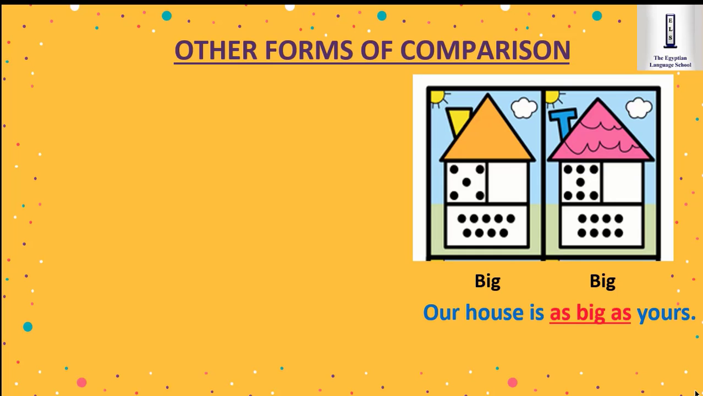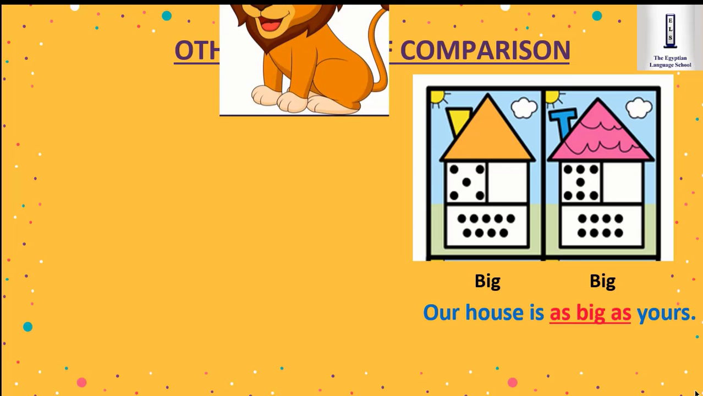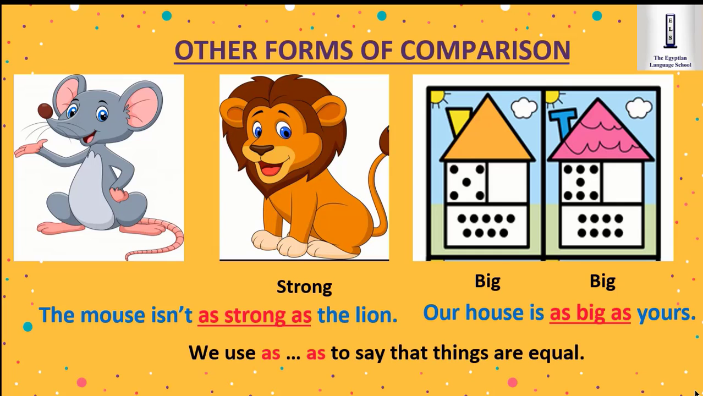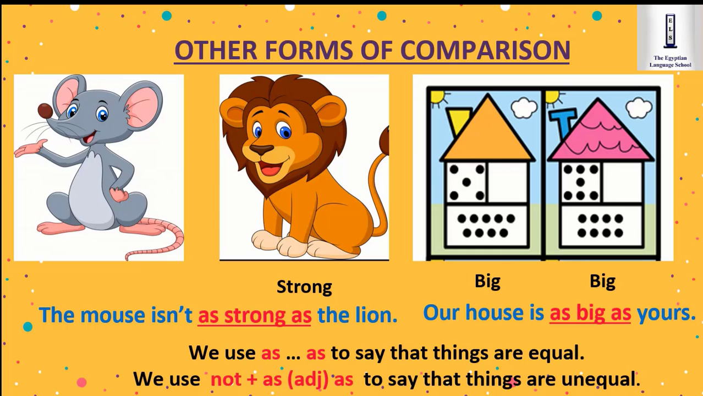But if we compare between the lion and the mouse using strong, you will find that the mouse isn't as strong as the lion. Therefore, we use as to say that things are equal, and we use not plus as plus the adjective plus as to say that things are unequal or different.